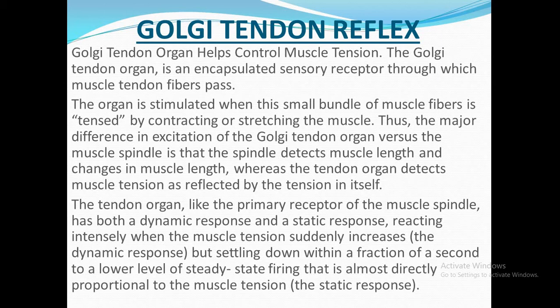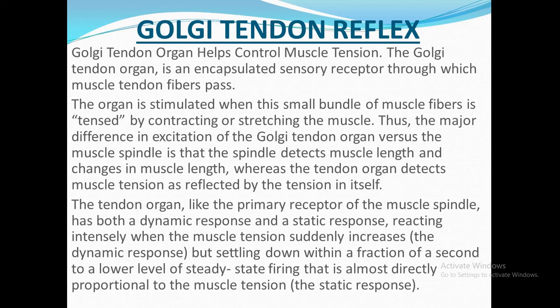The Golgi tendon reflex. The Golgi tendon organ helps control muscle tension. The Golgi tendon organ is an encapsulated sensory receptor through which the muscle tendon fibers pass. The organ is stimulated when this small bundle of muscle fibers is tensed by contracting or stretching the muscle. Thus, the major difference in excitation of the Golgi tendon organ versus the muscle spindle is that the spindle detects muscle length and changes in muscle length, whereas the tendon organ detects muscle tension as reflected by the tension in itself.